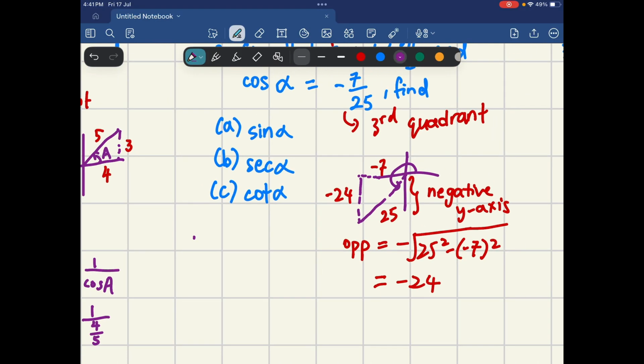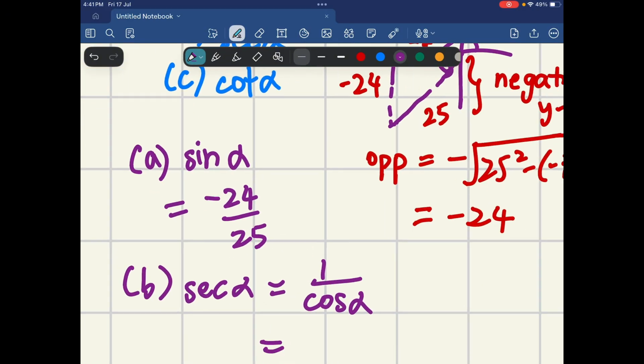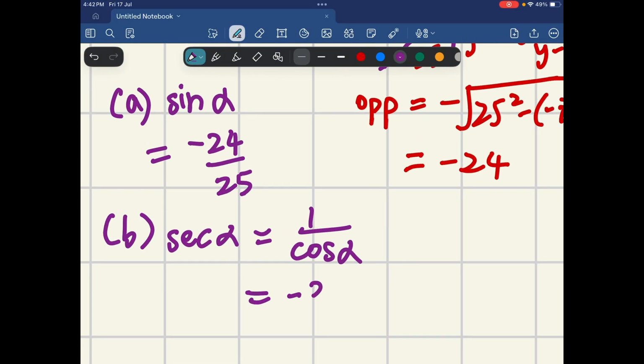So for A, to find sine alpha, it will be your opposite over hypotenuse. So it'll be minus 24/25. For B, secant is 1/cosine, and the question already gave us cosine, so that's just the reciprocal, so it'll be minus 25/7.